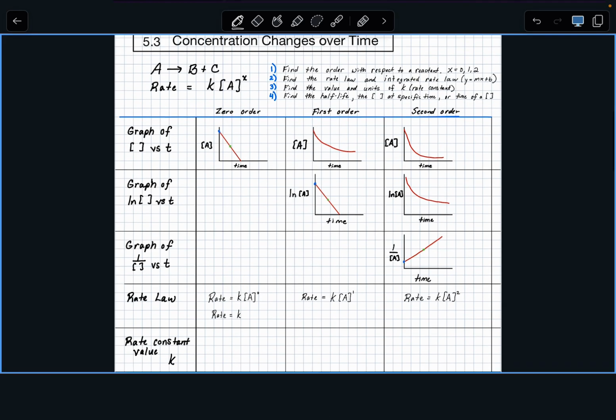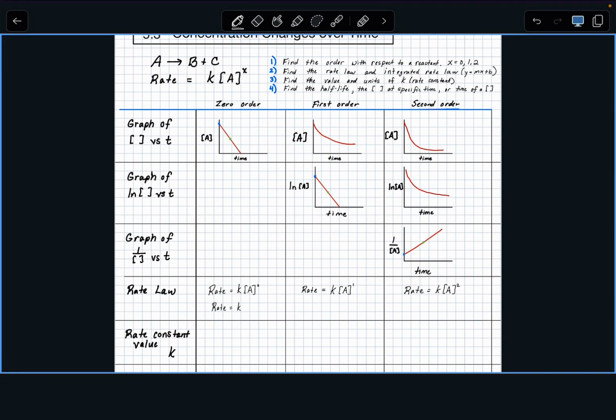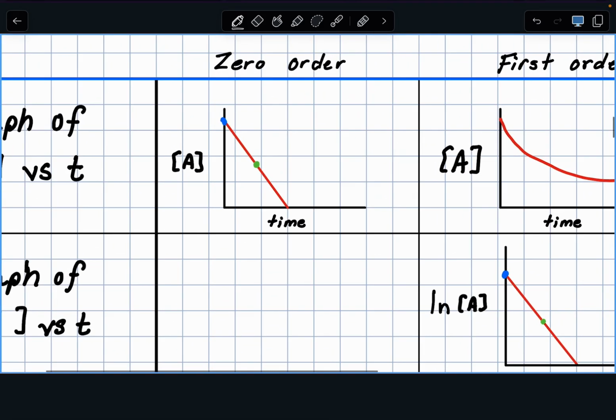All right, next would be what's the rate constant? Well, the one thing that also is helpful about the linear graph is that on the linear graph, you'll have a slope. Okay, so I'm just going to put that in blue.